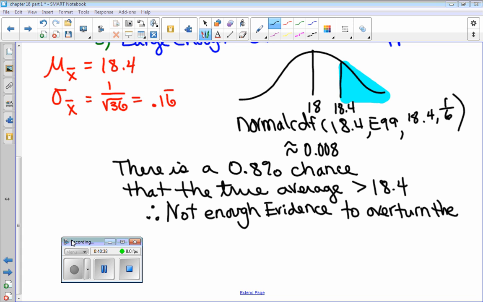Now, what we have actually found is something called a p-value. And we're going to, in the coming weeks, talk a lot more about what a p-value is. But the idea is you want a p-value to be very, very small. The smaller the p-value, the likelihood that we can't overturn the claim.